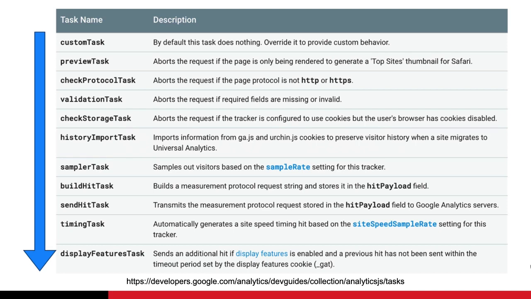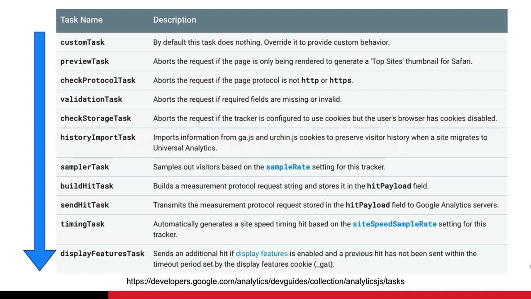So this made sure that the user would stay the same even if the libraries are migrated from ga.js to analytics.js. Sampler task: if you've set the sample rate in your tags, so not the site speed sample rate, but just the sample rate, this task will check if the user falls into the bucket of visitors that should be sampled out, and the request will be aborted if they are to be sampled out.